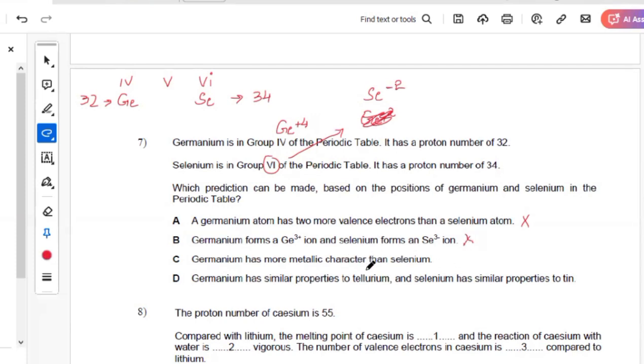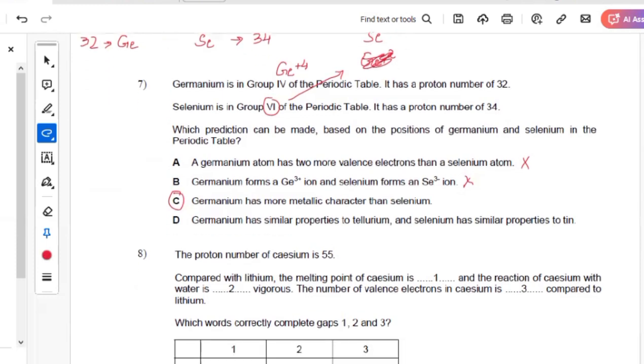Germanium has more metallic property than selenium. Yes, it's right, because we have seen that non-metallic properties increase from left to right, while metallic property increases from right to left. So germanium would have more metallic character. That is the right option. Because it is on the left hand side, we can say that it would have more metallic character as compared to selenium.